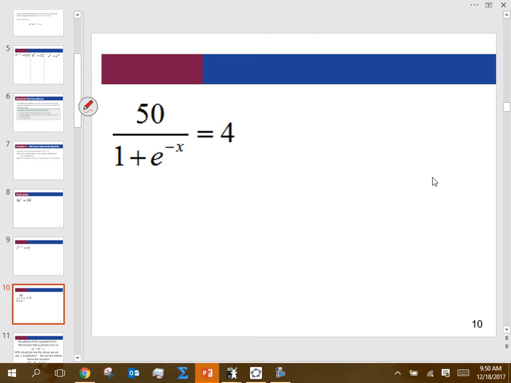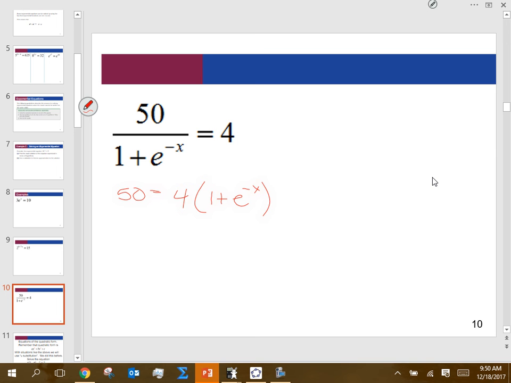Common denominator. The common denominator here is just 1 plus e to the negative x, right? If I do that, I just get 50 on the left-hand side, and I get 4 times 1 plus e to the negative x, right? Okay? So we multiply to get rid of fractions, but what we're going to do now is divide, because it's going to bring back fractions, but it's going to make this seem a little bit simpler. We're going to try to isolate this.